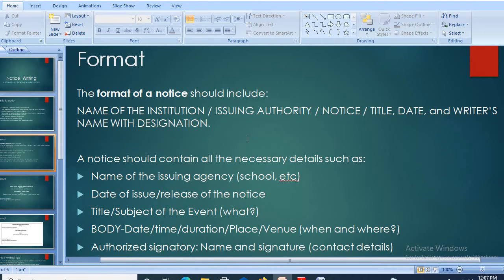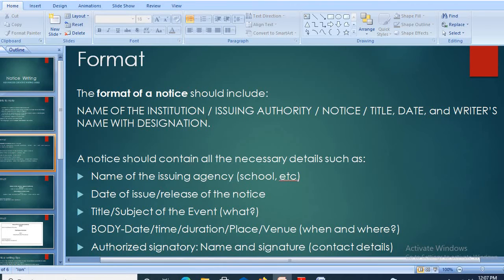The format. Now a few things you have to remember while you are writing the format. First of all, what the format should include. Number one, the name of the institution or issuing authority should be there in the format. Then obviously the word notice has to be written properly. Then title, date, and writer's name has to be mentioned with designation. So these things are very important.